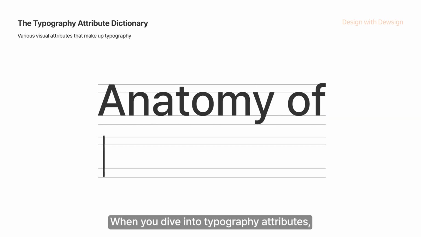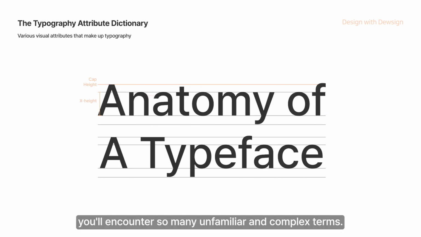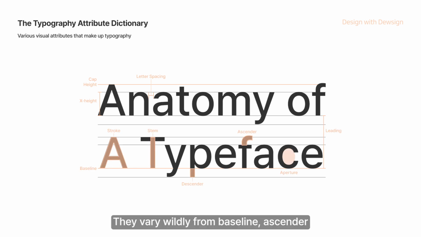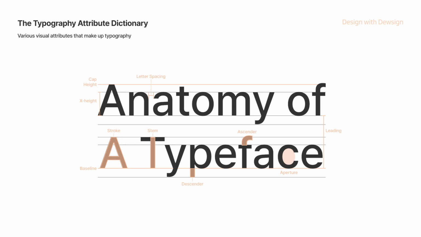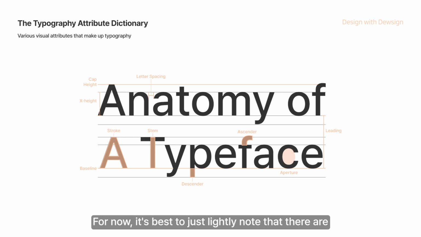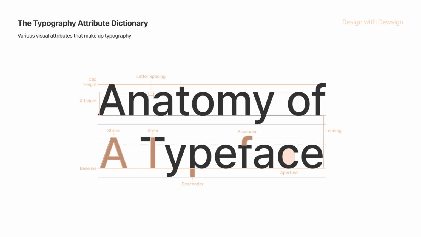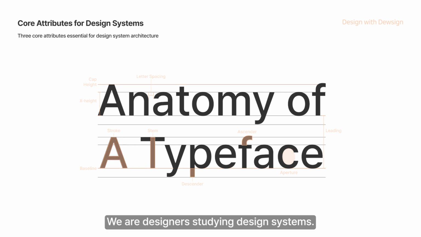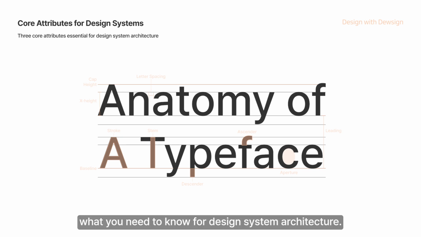When you dive into typography attributes, you'll encounter so many unfamiliar and complex terms. They vary wildly from baseline, ascender and descender to letter spacing and line height. For now, it's best to just lightly note that there are this many hidden visual elements within the characters we use every day. We are designers studying design systems. So, I'm only going to teach you exactly what you need to know for design system architecture.